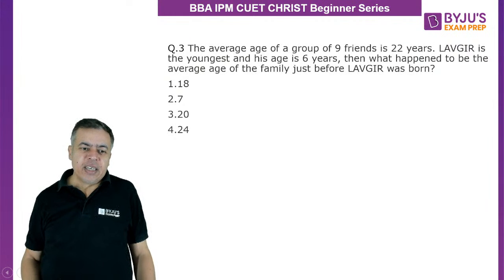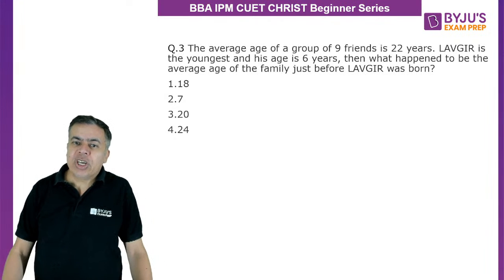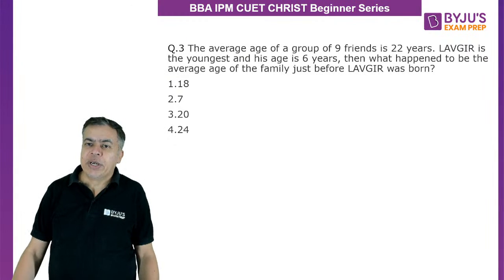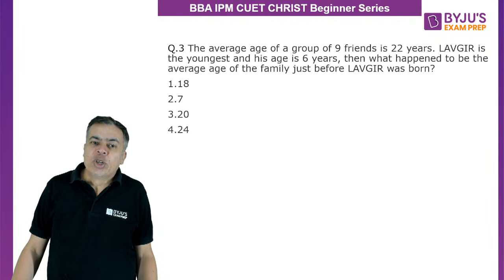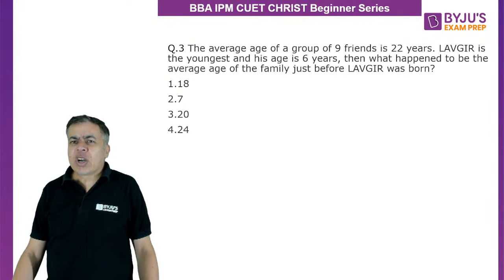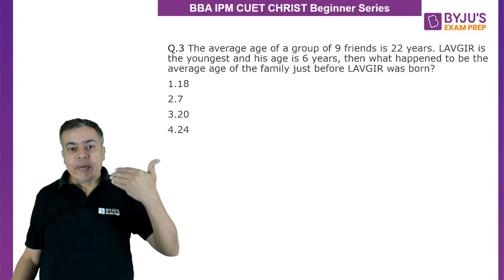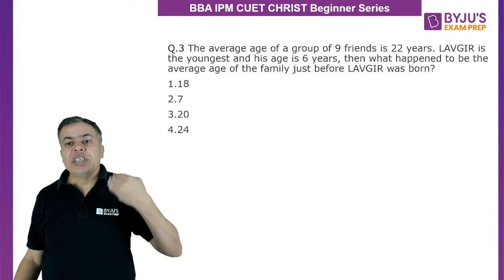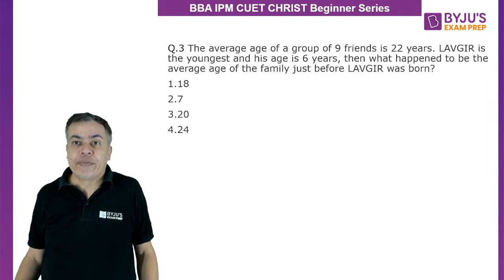Okay, the next one is a question on average. The question is: the average age of a group of 9 friends is 22 years. Lavgir is the youngest and his age is 6 years. Then what would be the average age of the friends just before Lavgir was born? So he is talking about 6 years in the past, right, when Lavgir was born. Right, 6 years in the past, what should be the average of the remaining 8 friends?